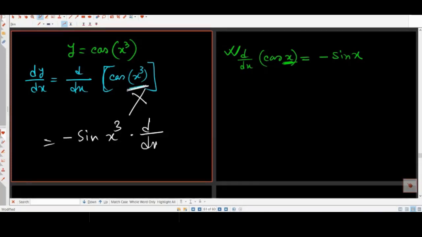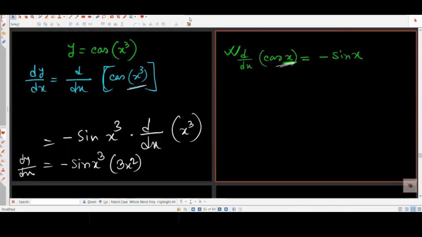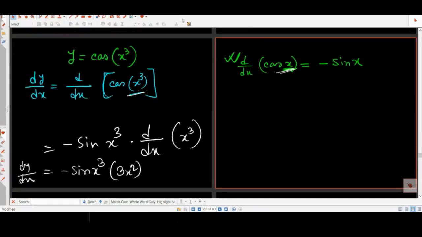And the term that we have considered as x should again be in differential form. So negative sine of x cubed, times the derivative of x cubed, which you know is 3x squared. So finally done. I hope you have understood what the chain rule is.